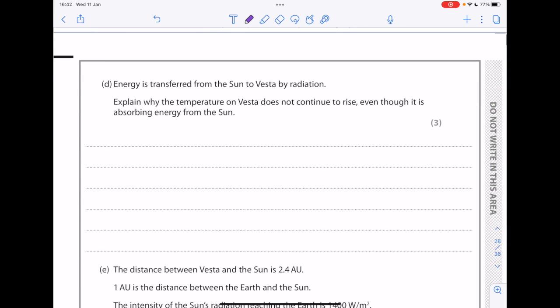Energy is transferred from the Sun to Vesta by radiation. Explain why the temperature on Vesta does not continue to rise even though it is absorbing energy from the Sun. That's because Vesta is also radiating energy, and it's going to be radiating at the same amount of energy that it absorbs, and crucially this occurs in the same time period.